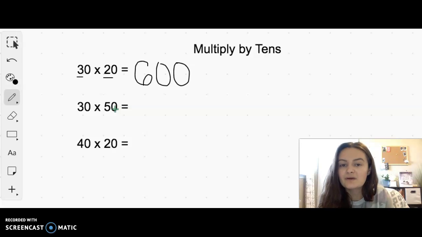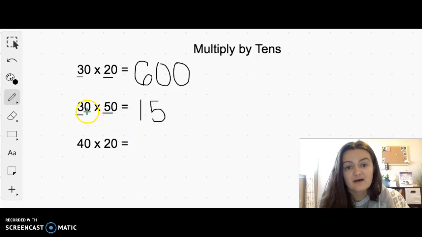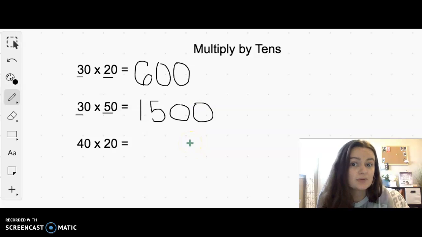Okay, I look at my basic fact. Well, I know I can multiply together 3 and 5, right? I know that 3 times 5 is 15, so I'm going to record 15. After, I'm going to go back in and look at my factors and count how many zeros I have. I have 1, 2, there's my 2 zeros. I'm going to put them at the end. All right, I'm not done with that one. I need to make sure that I have the comma in the right place.